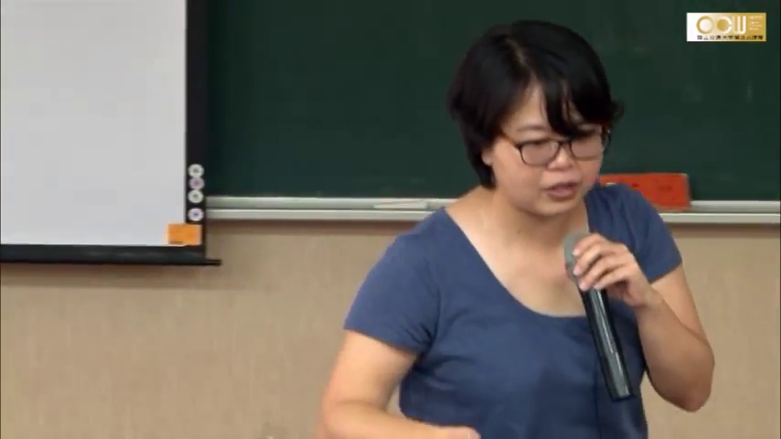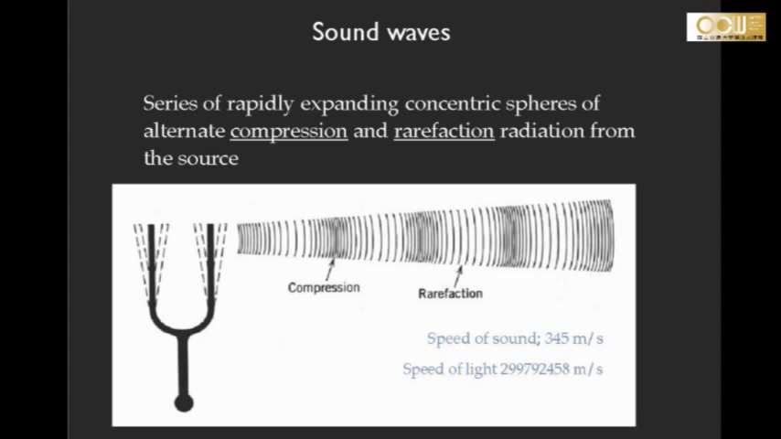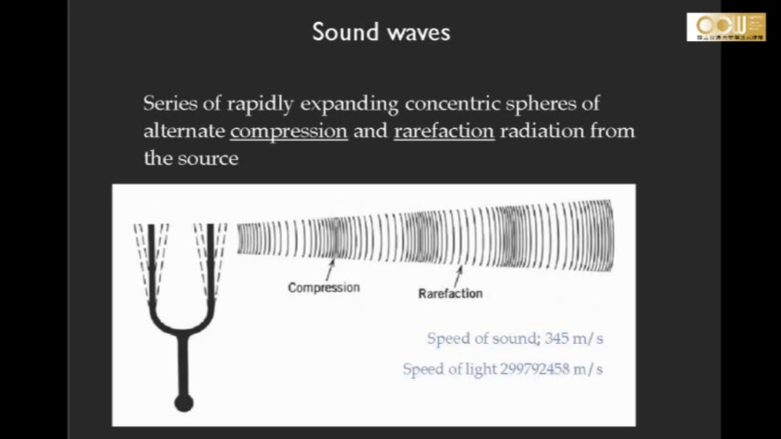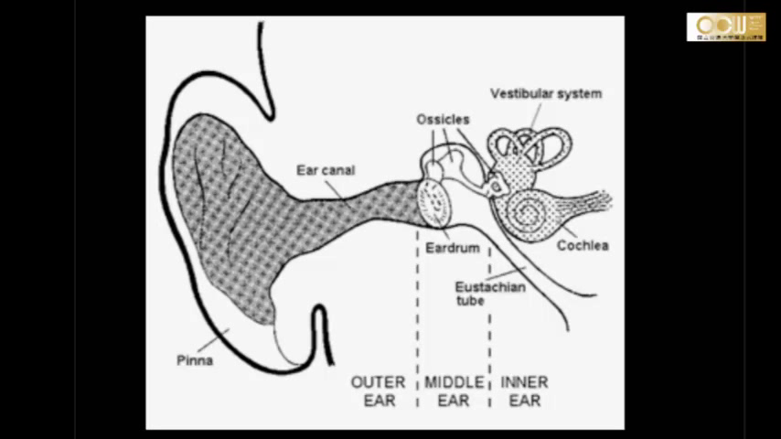And here is some background introduction for perceiving human sounds. In general, sound waves are a series of rapidly expanding concentric spheres of alternating compression and rarefaction radiating from the source. To make it easier, have you ever played those tuning forks? You do this and then it will produce some sounds. Although we cannot see air moving, this is actually what's happening because the fork is vibrating. When it vibrates, it's like the ripple in a pond. Some of the parts get compressed and it would transmit the energy to the next particle. That's how your sound wave is transmitted.